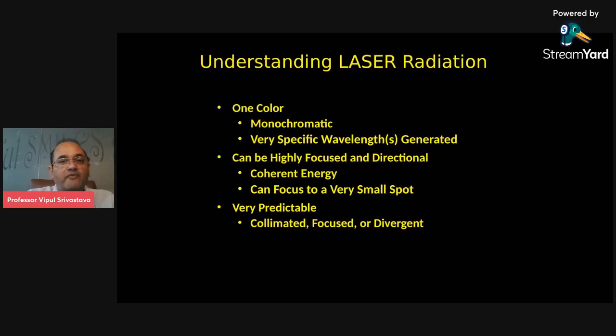So this is like the normal light. Besides this, there are lights which are invisible. They can be infrared, they can be ultraviolet. Anything below 400 is ultraviolet, and anything above 700 is infrared. So this is the common light.